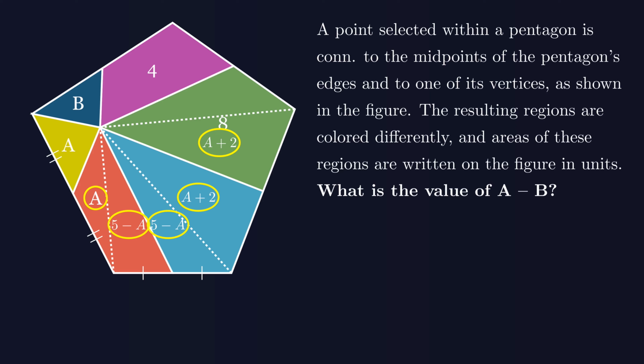Now let's connect the last corner. The purple triangle has an area of b square units. The other purple triangle then has an area of 4 minus b square units. So the final green triangle also has an area of 4 minus b square units, right?